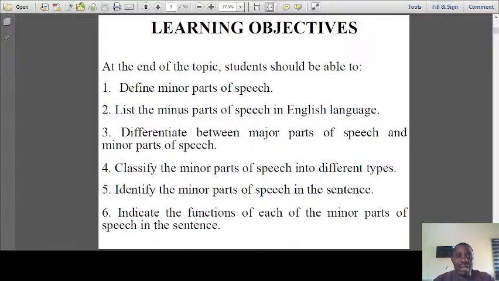5, identify the minor part of speech in the sentence. So the sentence is given to you and you are asked to identify the minor part. You need to prove to us that this is a minor part of speech, and also give reason why it is a minor part of speech. In other words, you will need to know the function of the minor part of speech in the sentence, just like what we have done in last class, knowing the function of the major parts of speech in the sentence. And finally, indicate the function of each of the minor part of speech in the sentence. I think I've said that already.